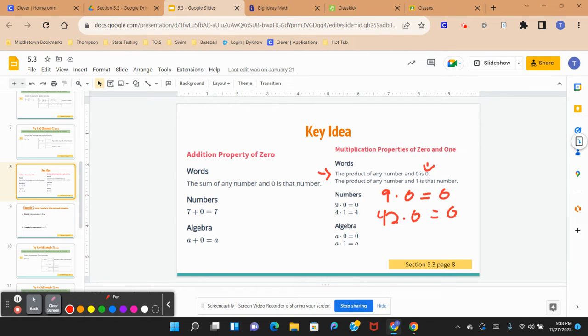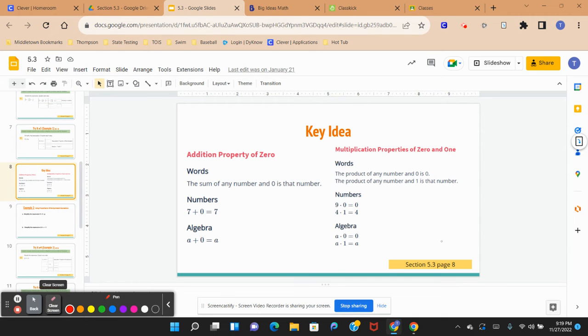There is also the multiplication property of 1, meaning the product of any number and 1 is that number. So if I do 4 times 1, it's 4. If I do 9 times 1, it's 9. If I do 1,000 times 1, it's 1,000.